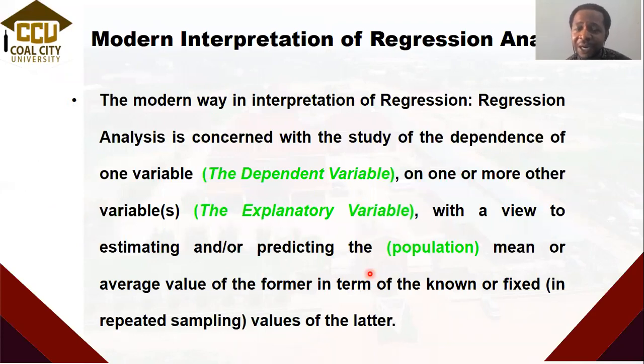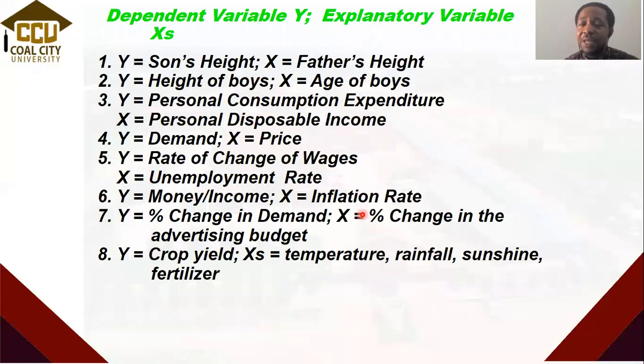Now, in contemporary studies, when we use the term regression, we are looking at two important factors. One is the dependent variable, and another is the explanatory variable. The dependent variable is the variable that is explained by the explanatory variable. Now, let me give us some more illustrations so that we'll get to understand.